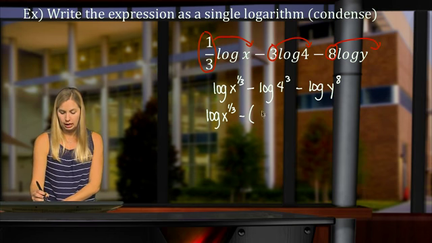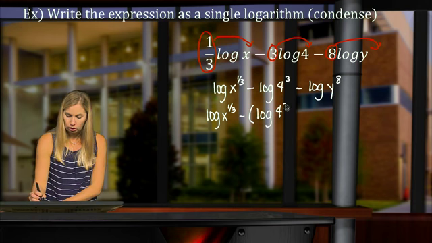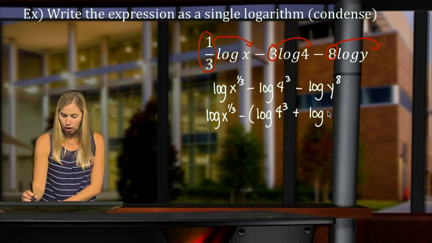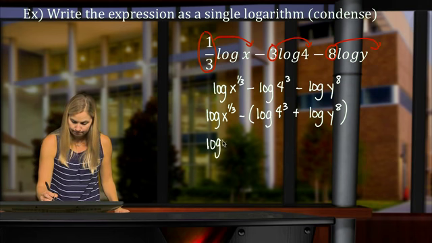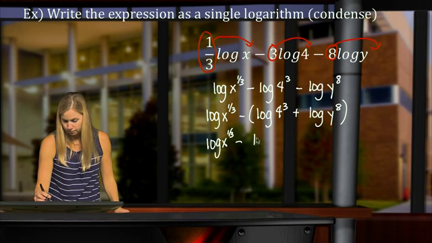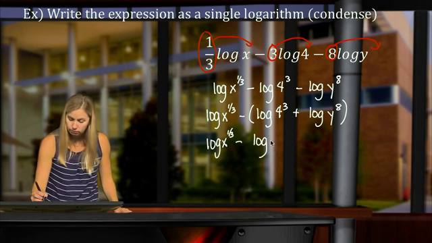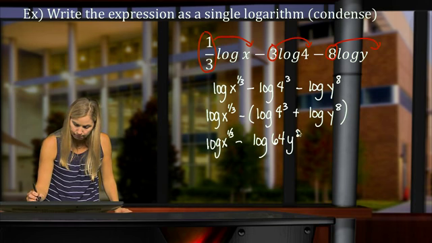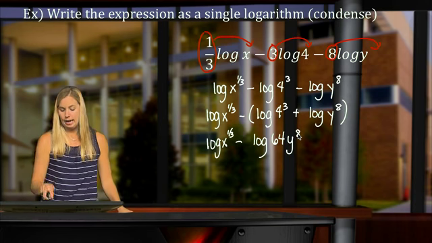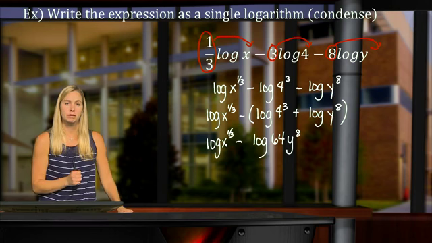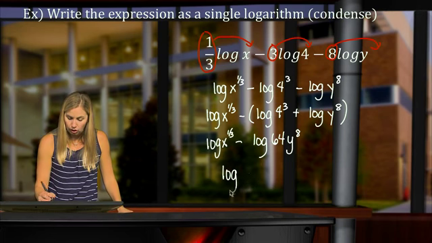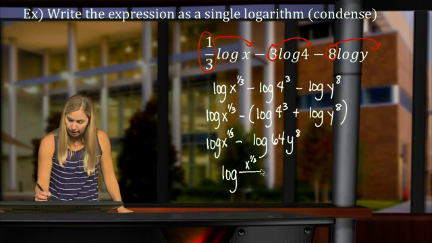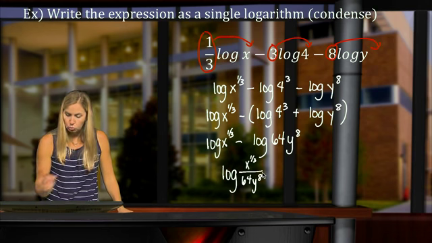If I factor out that negative, we're left with log of 4 cubed plus log of y to the 8th. And now we can see that we can condense these two terms in the parentheses using multiplication. Four cubed is 64. And now we always want to end with just two terms being subtracted, if any subtraction, and then we condense using division. So this is log of x to the 1/3 divided by 64 y to the 8th power.